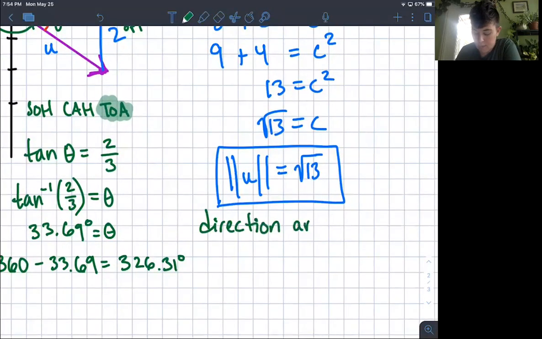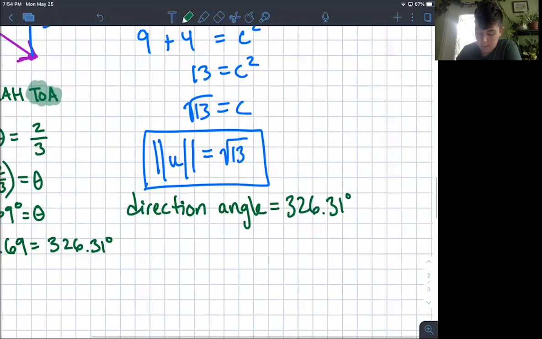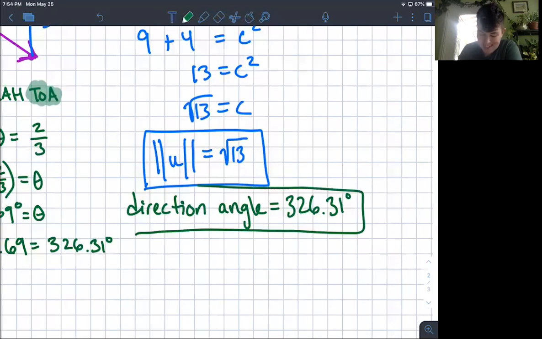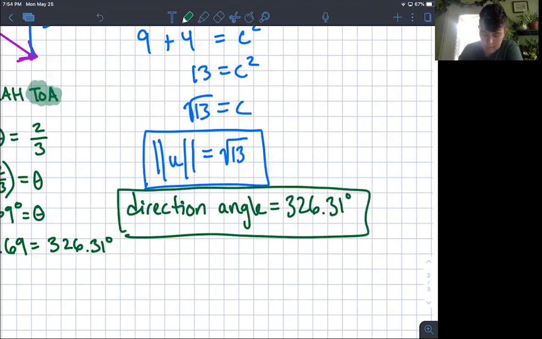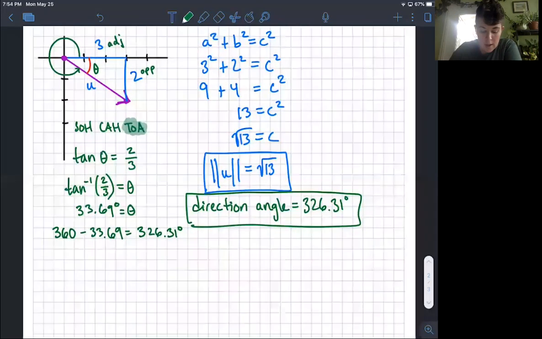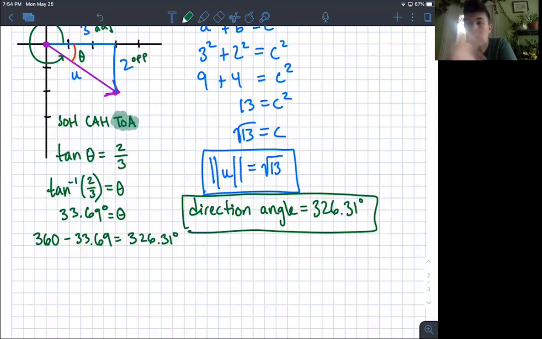So I can write that up here. My direction angle is 326.31 degrees. Excellent. Excellent. All right. Yeah. Hooray, look at us go. All right, so hopefully you're feeling really good about that. You're feeling really good about the Pythagorean theorem. You're feeling really good about finding the direction angle.